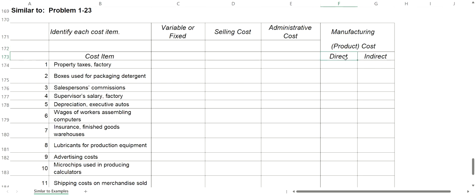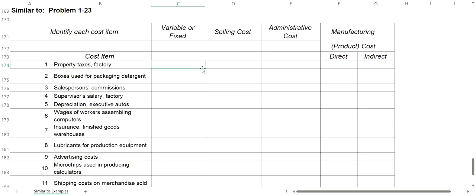And if it's a product cost, we're going to identify it as direct, which in general terms, a direct cost would be your direct materials or direct labor, or indirect, which would be your manufacturing overhead cost. So let's go through each of our items here.